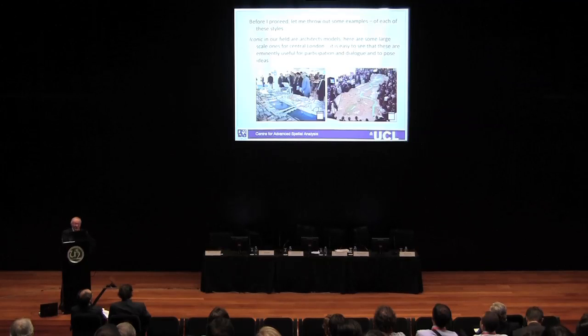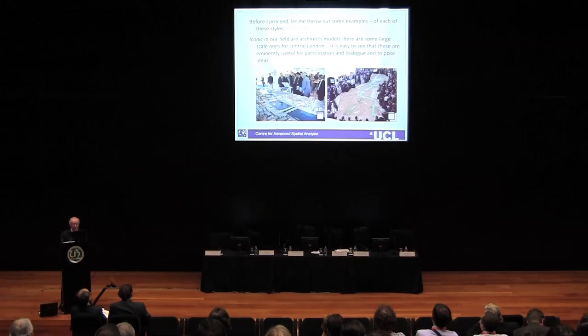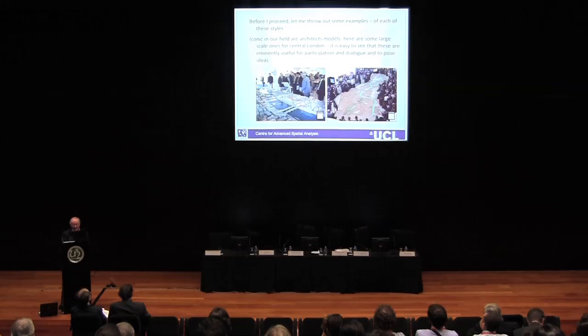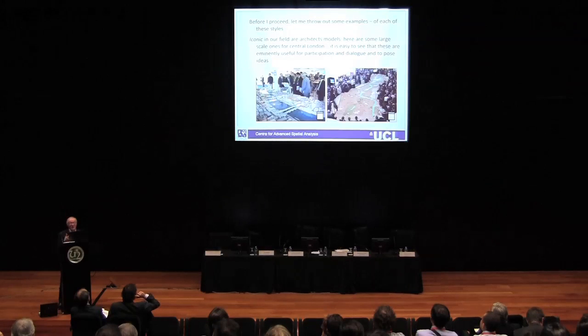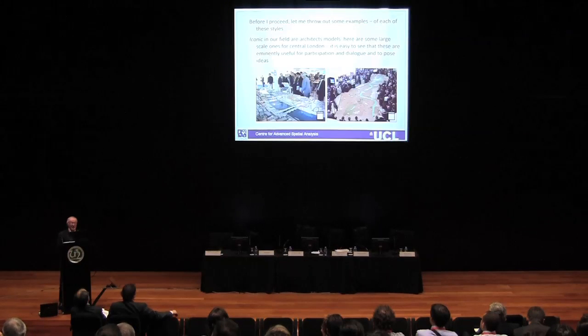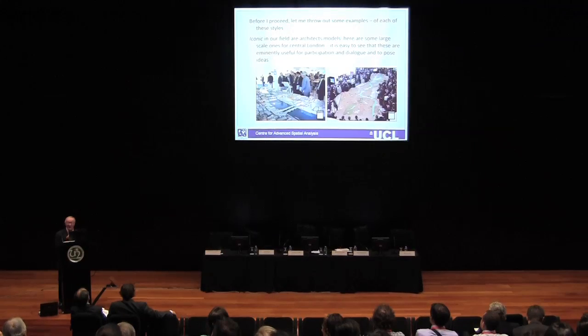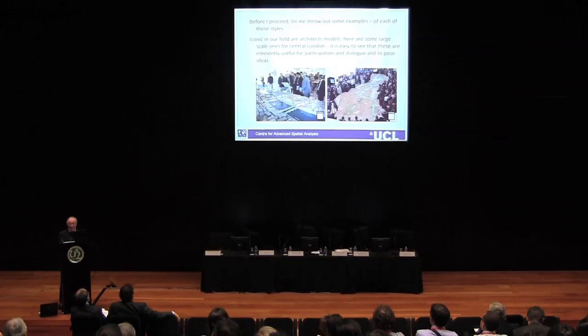Now, iconic models in our field are essentially architect models. Here are some large-scale ones for London. The implication might be that iconic has really fallen off the edge of the earth in that sense. That's not true at all. These are very useful models to gather stakeholders. These are actually in the City of London Marketing Street, which is in the Square Mile in London, and you can see the Thames, and you can see the extent of the Thames, and they're used as dialogue for stakeholders in that sense. So there are many people who would argue still that if you talk to them about models in planning, they would think of these sorts of things. And the point I'm making here is that these are still very significant.